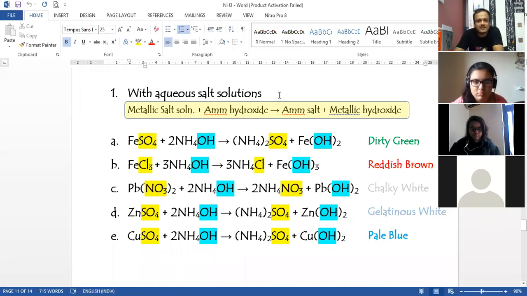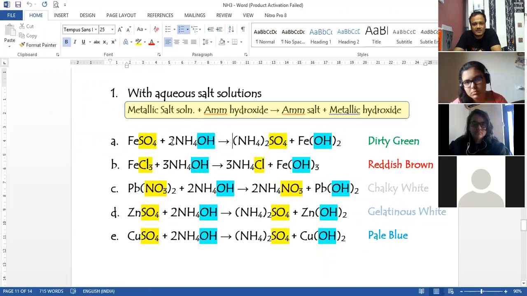For those who didn't understand, I'll repeat this again because this was all scribbled up last time. So in this part, we are taking ammonium hydroxide, that is what we expect as aqueous salt solution of metallic salt plus ammonium hydroxide, that is ammonia solution. You can call it whatever you want. We are reacting it with 5 different salt solutions, and you can see that the ions are different. Like the first and second case, it's the same ion, but they have different valencies, so obviously it's fine.